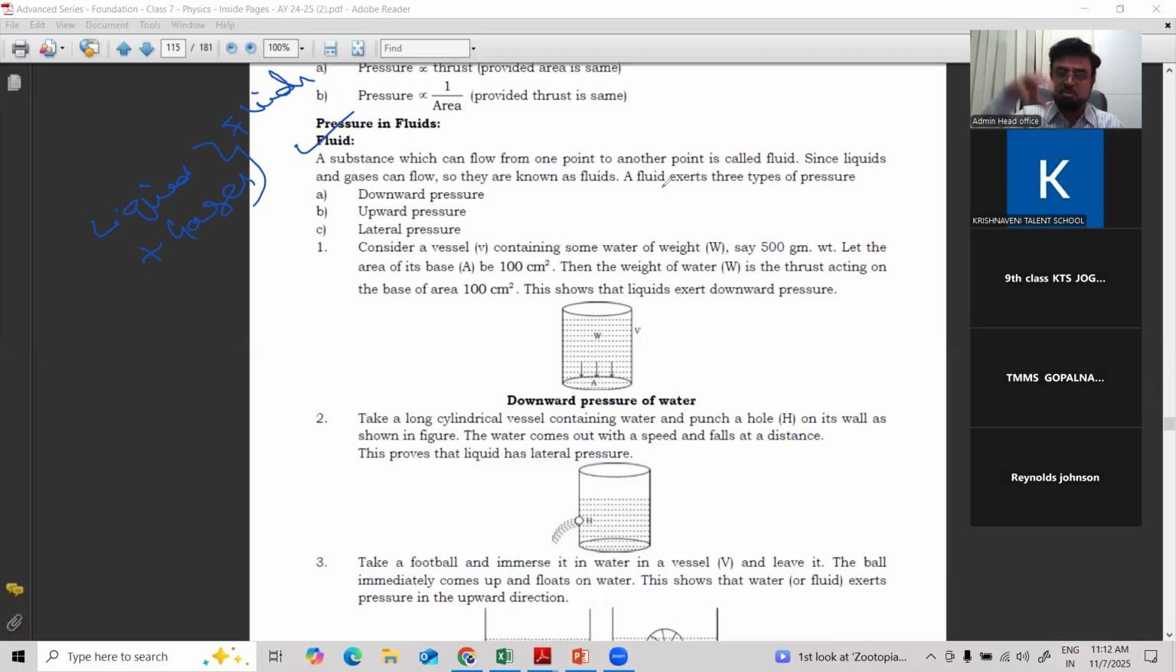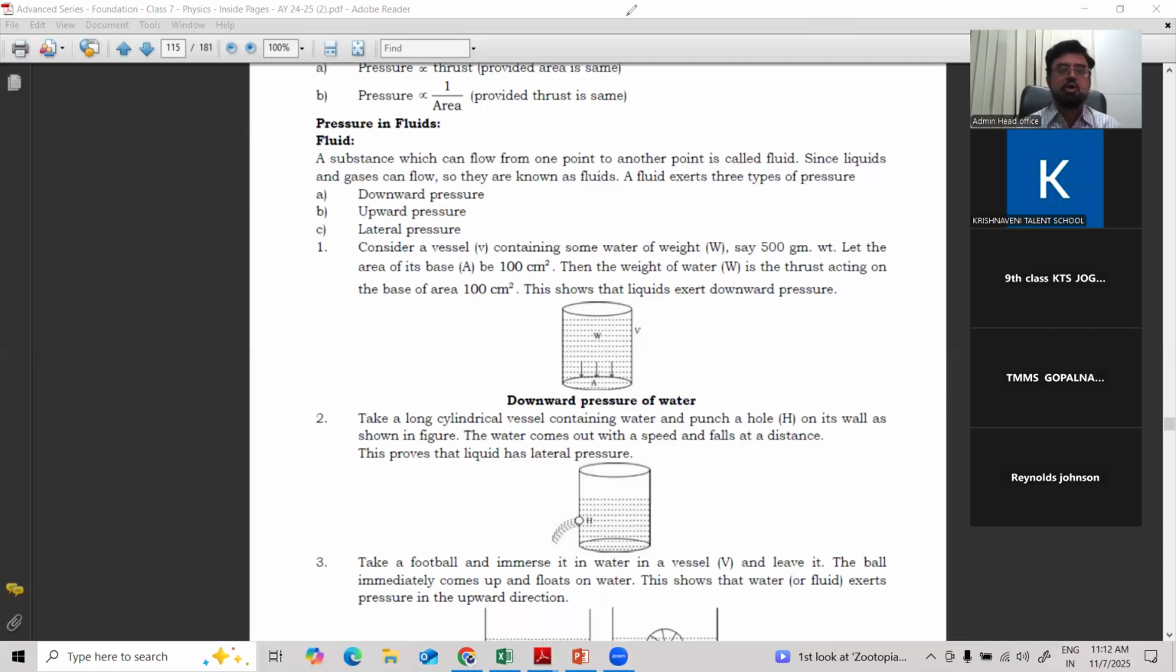Downward pressure also exerts pressure in the downward direction. When you make a hole at one corner, because of pressure acting downward, the water will flow from that hole. Right. So these are the different types of pressures which we'll discuss in the next class: the pressure exerted by liquids and gases, which are together called fluids.